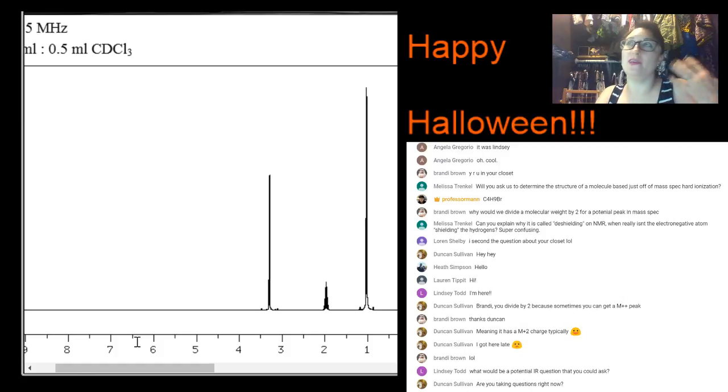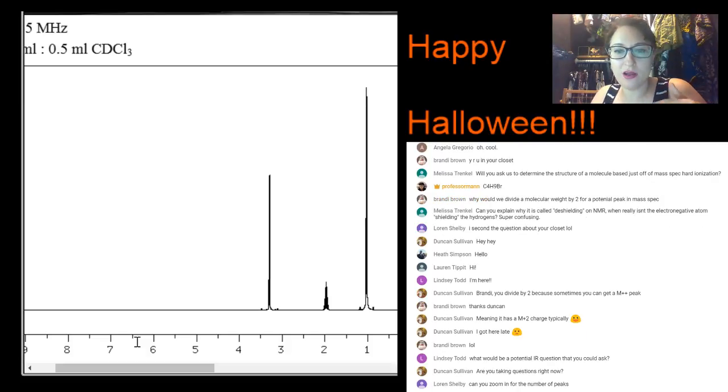So, if you did a reaction that was like a reduction of an aldehyde down to a primary alcohol or something, the shift for an aldehyde is going to be different, or I keep saying shift because we're doing NMR. Lauren, I can't zoom in for the number of peaks, but I can tell you it's a doublet, a multiplet, and another doublet.